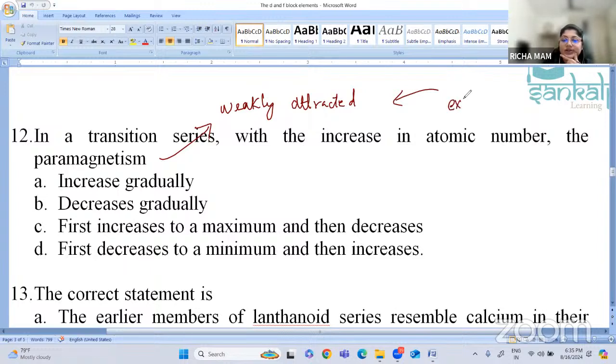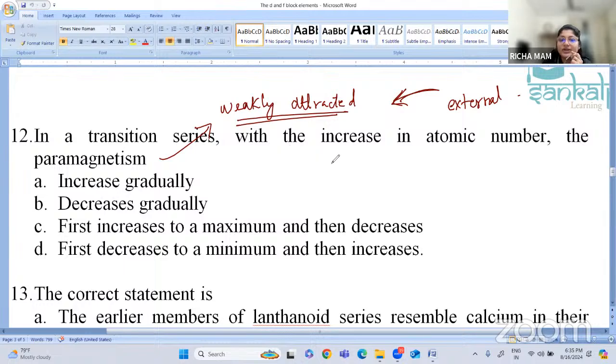Whatever external magnetic field you are applying, the materials are weakly attracted. They are not completely attracted. They are not strongly attracted. They are weakly attracted by the external magnetism. So because of this, paramagnetic substances are said to have unpaired electrons in their valence shell.